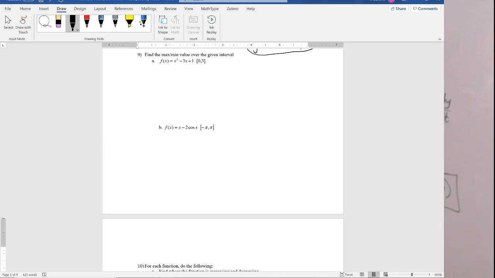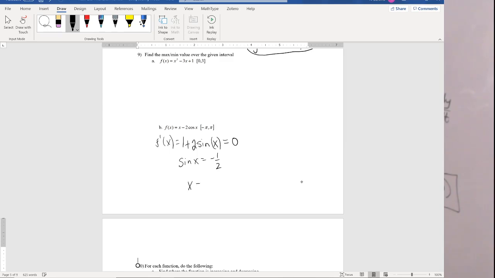Alright, so find max and min values. So max and min, that just means we need to use the first derivative test. Let's go ahead and do B, because I'm going to guess that's the one that probably gave you trouble. So we got to take the first derivative. And so that's going to be 1 minus 2 times, actually going to be plus sine x now, because derivative of cosine is minus the sine. And so that's our first derivative. We need to set it to 0. And so we get sine of x is equal to minus 1/2.